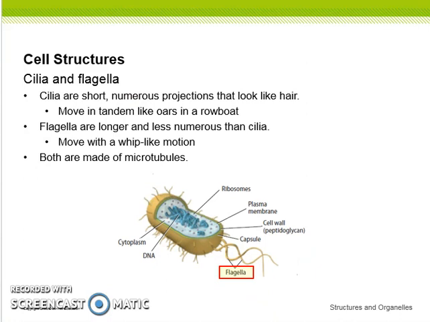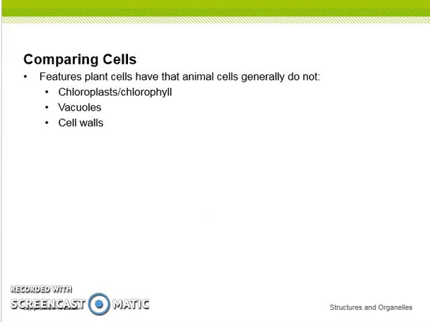Now, a couple of things the video didn't go over are cilia and flagella. Cilia are short, numerous projections that look like hair. They move in tandem like oars in a rowboat. Row, row, kind of how it happens. Flagella, on the other hand, are longer and less numerous than cilia, and they move with a whip-like motion. Both are made of microtubules. So features that plant cells have that animal cells generally don't are chloroplast and chlorophyll, vacuoles, and cell walls.